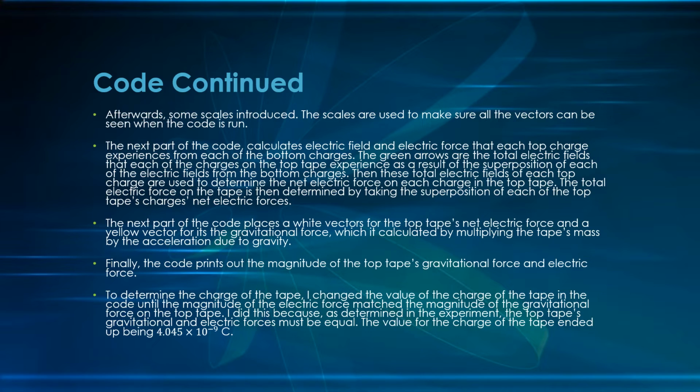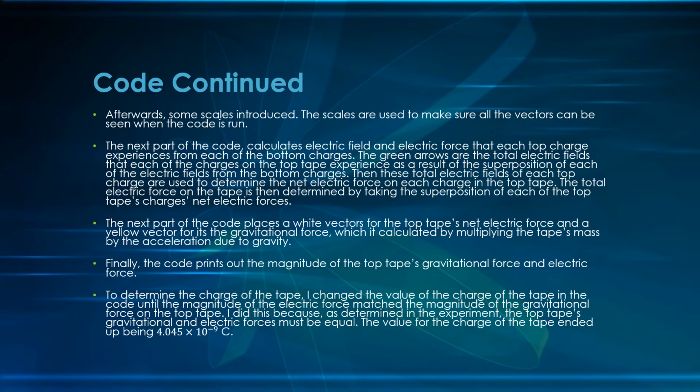The next part calculates the total electric field each top charge experiences by superposing the electric fields from each of the bottom charges. These are the green arrows. The electric fields of each of the top charges are then multiplied by the top tape's charge to get their net electric forces, and these are then superposed to determine the top charge's total net electric force, which is the white vector. The code then finds the top tape's gravitational force by multiplying the tape's mass by g. This is the yellow vector. It then prints out the magnitudes of the tape's gravitational and electric forces.